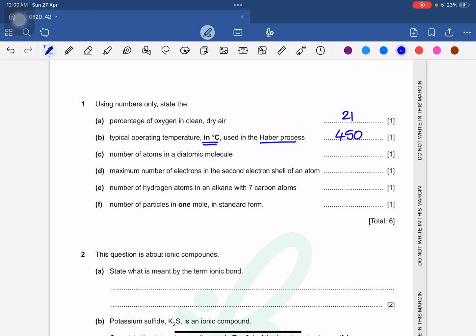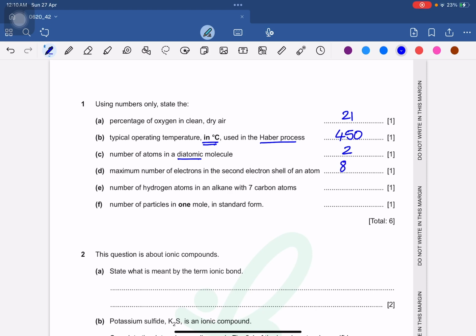The third part, number of atoms in a diatomic molecule. So when we say diatomic, the word itself is self-explanatory that it will have two atoms. So the answer for this will be 2. Maximum number of electrons in the second electron shell of an atom. So as we all know that the maximum number of electrons in the first shell is 2 and the second is 8. So here the answer will be 8.